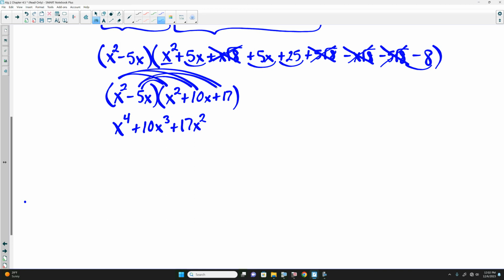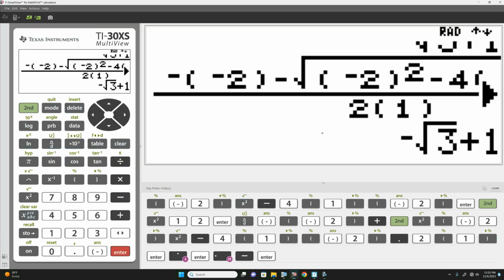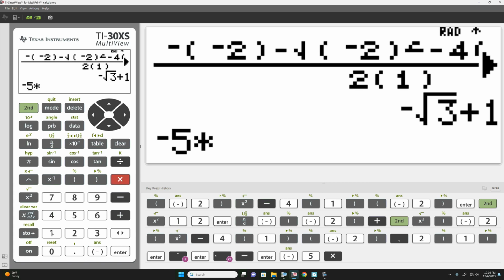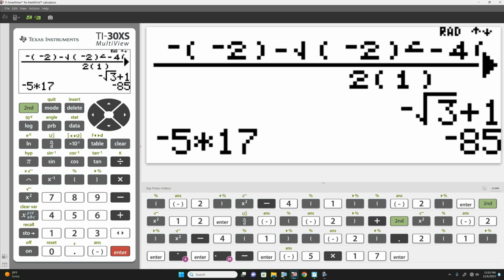We'll distribute the negative 5x. Negative 5x times x squared is negative 5x cubed. Negative 5x times 10x is negative 50 x squared. And negative 5x times 17 should be negative 85x. Negative 5 times 17, negative 85.